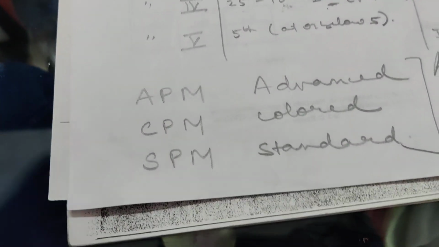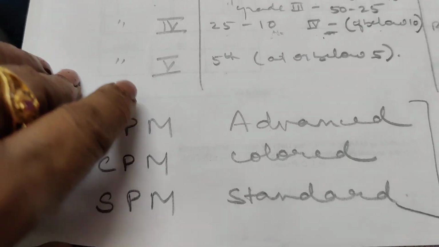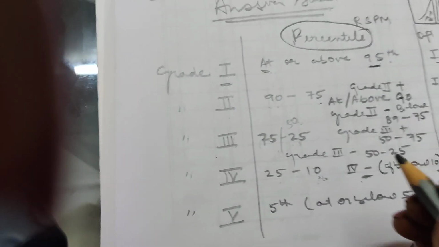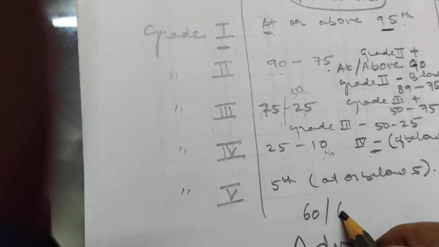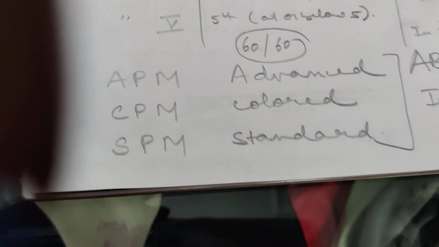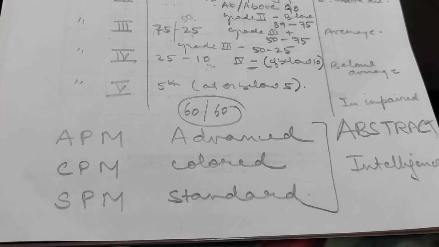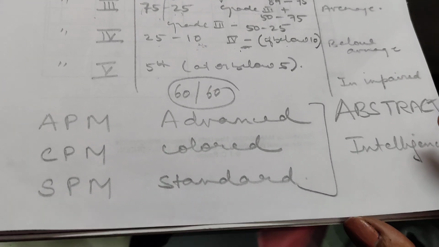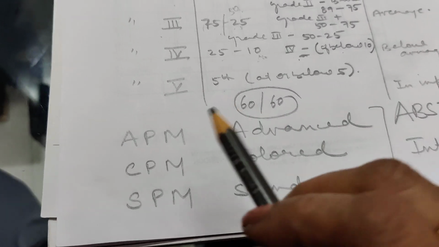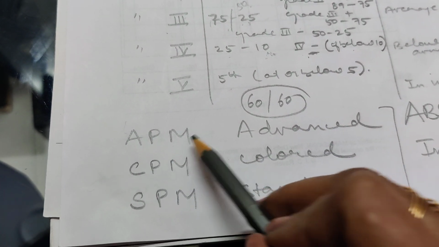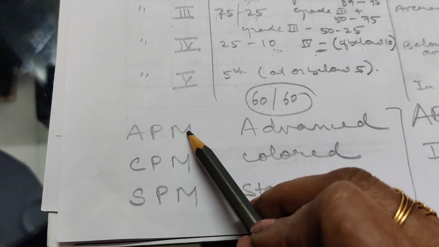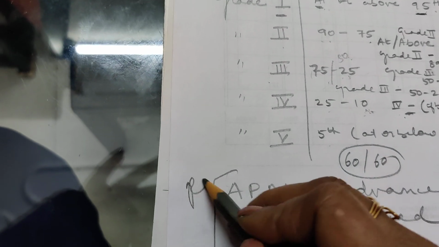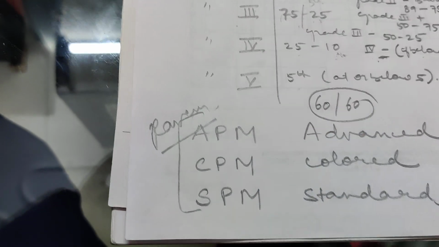Okay. Now let us come to the next important description of what if a particular child is getting 60 on 60. There are 60 items in the test. If a child is getting 60 on 60, that means he has a very good intelligence, and we have to correlate it. So we go to the next level, that is the APM, the advanced progressive matrices. It has been given by Raven only. So the test giver is Raven. The one who has given the other test, he is Raven only.